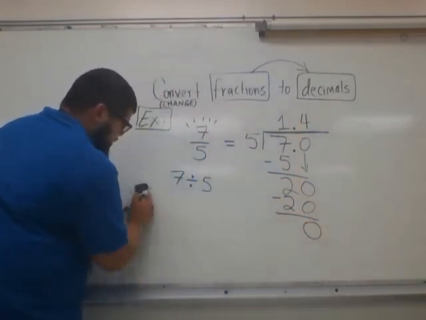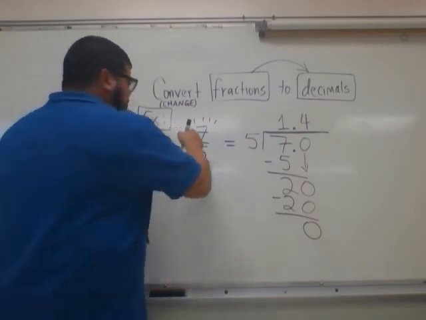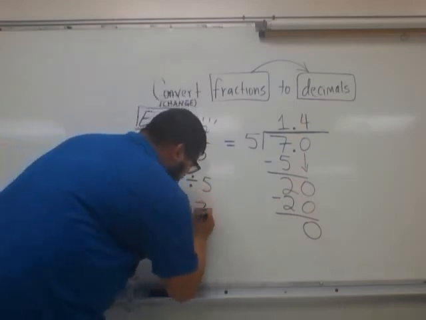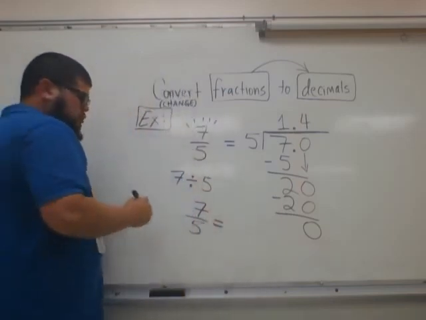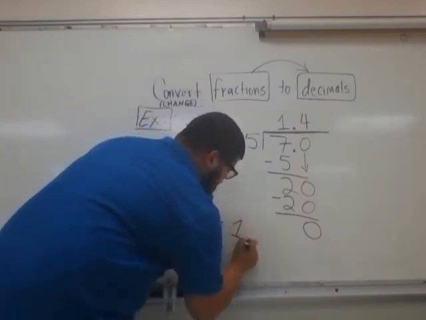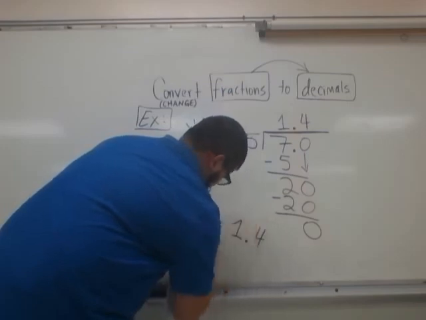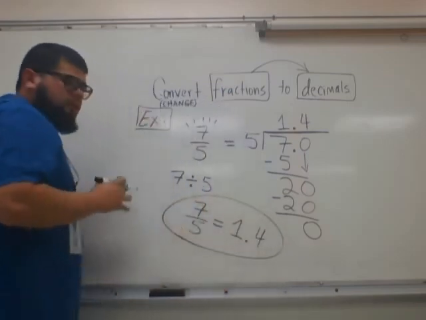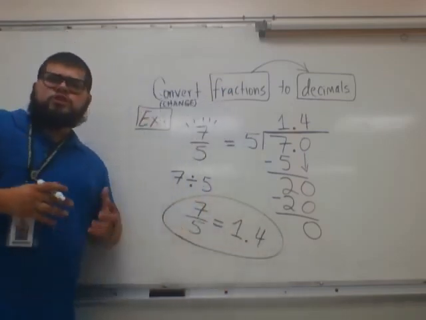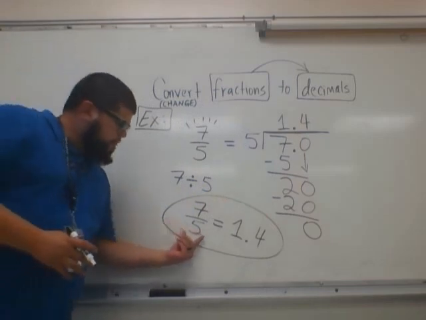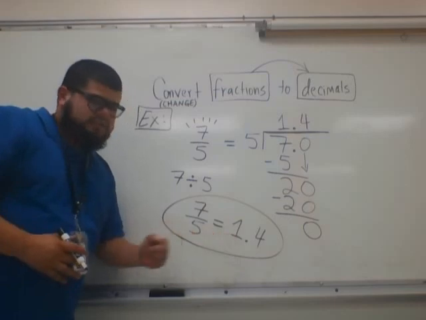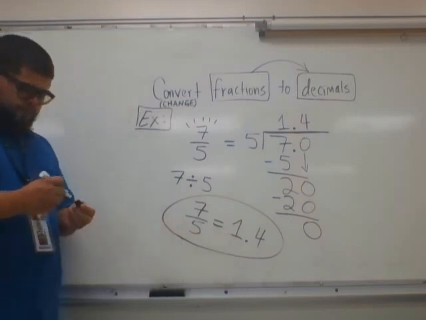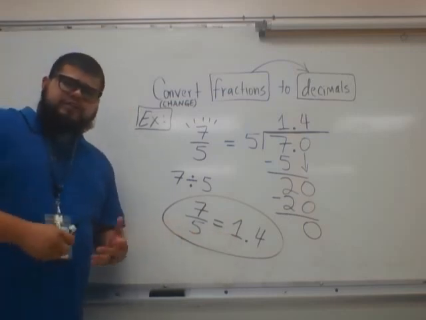So we end up with the fraction 7 over 5 equal to 1.4. So again, we just converted the fraction 7 over 5 into the decimal 1.4. And that's how you convert fractions to decimals.